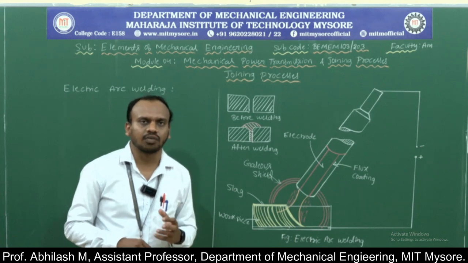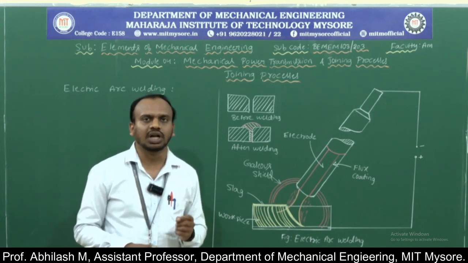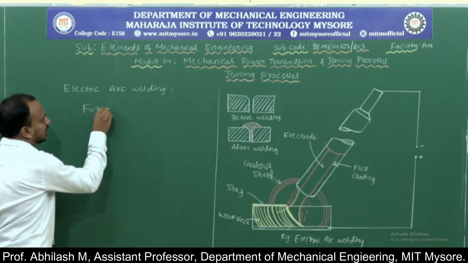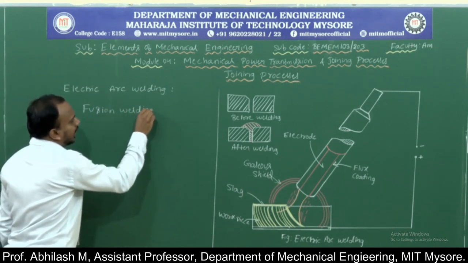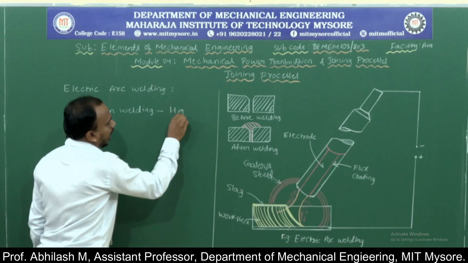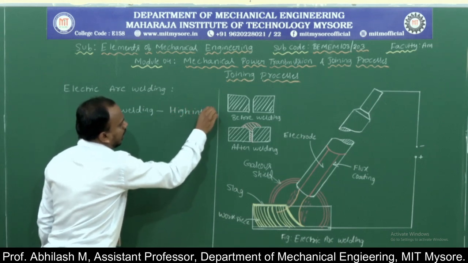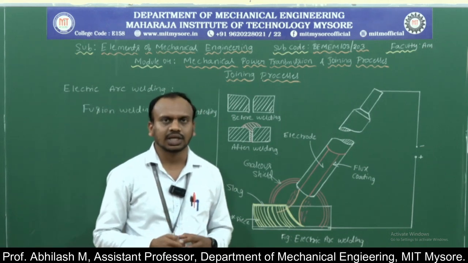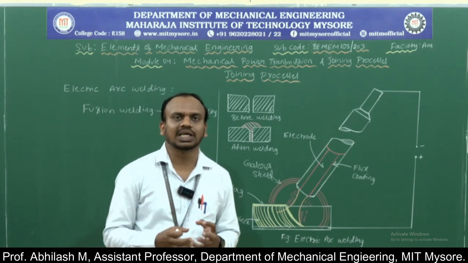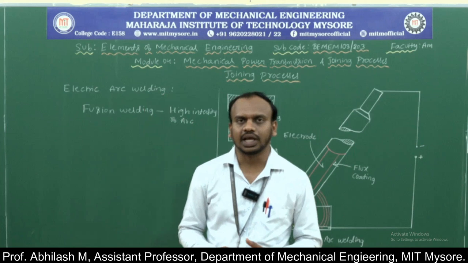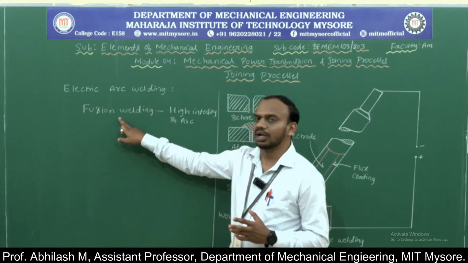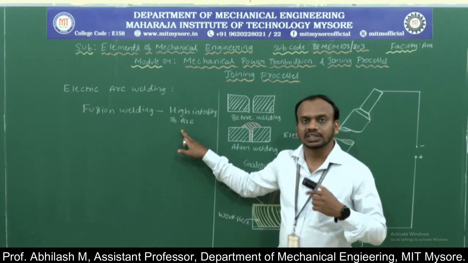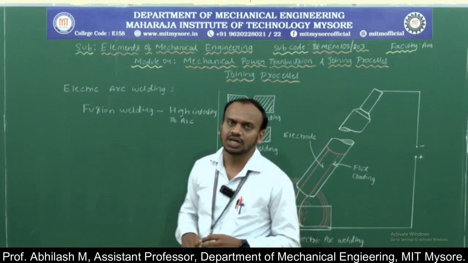Basically, an electric arc welding is a fusion welding process. What type of welding is it? It's a fusion welding process in which a high intensity arc that is generated during the process is utilized in order to melt the surface of the workpiece.